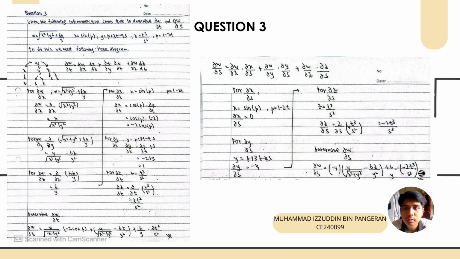Question 3, partial derivative using the chain rule. In question 3, we are asked to find the partial derivative of a function named w, which is made up of three variables, x, y, and z. Each of these variables depends on other variables. So x is the sine of p, y is 3t minus 4s, and z is t cubed divided by s squared, and p is defined as 1 minus 2t.